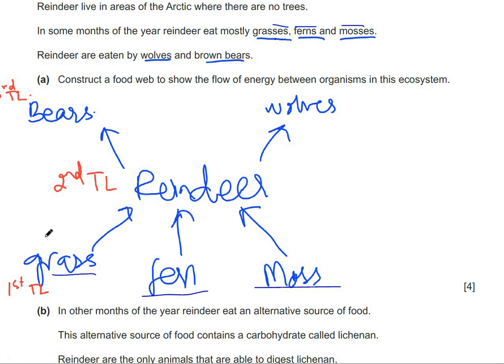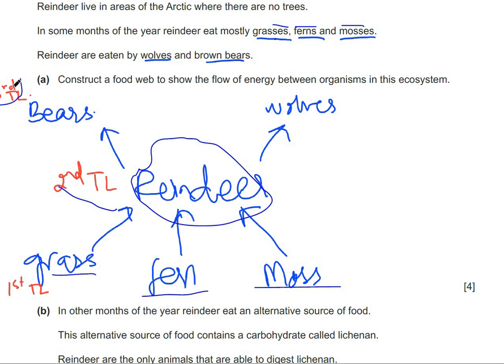Then the energy is transferred from the grass, ferns, and mosses, meaning from the producers, to the consumer, that is the reindeer over here. Alright. So this is the reindeer. All of these arrows show the flow of energy from the producers to the consumer, that is the reindeer, and then the reindeer are eaten by the wolves. The energy present in the reindeer is transferred to the wolves and the bears. Alright, so this is why we have the arrow pointing from the reindeer to the wolves. So this is the second trophic level, and then the third trophic level is the final consumer of the food.